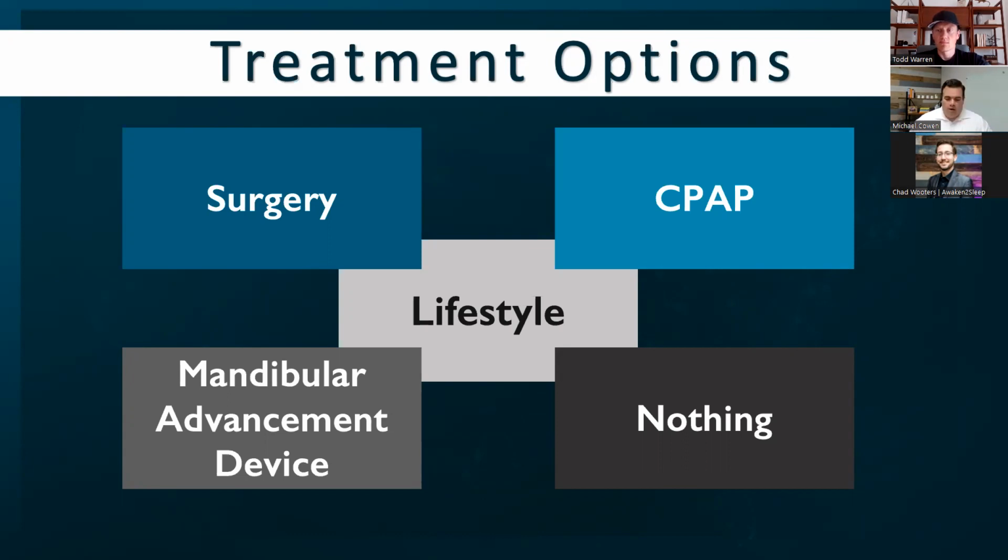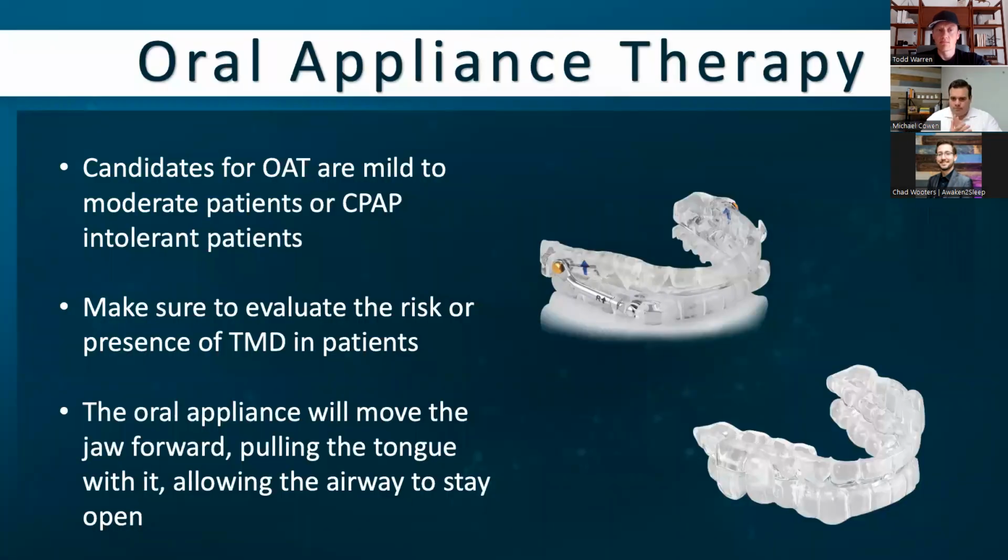So what are we looking at with oral appliances? Well, you guys know you've got to screen TMD, make sure they don't have severe TMD. I'm not even going to step into the weeds on this. Do your normal clinical exam, make sure they're a proper candidate: mild to moderate first-line treatment, severe if they've already failed CPAP. You guys know the deal, right? It's pulling the jaw forward.